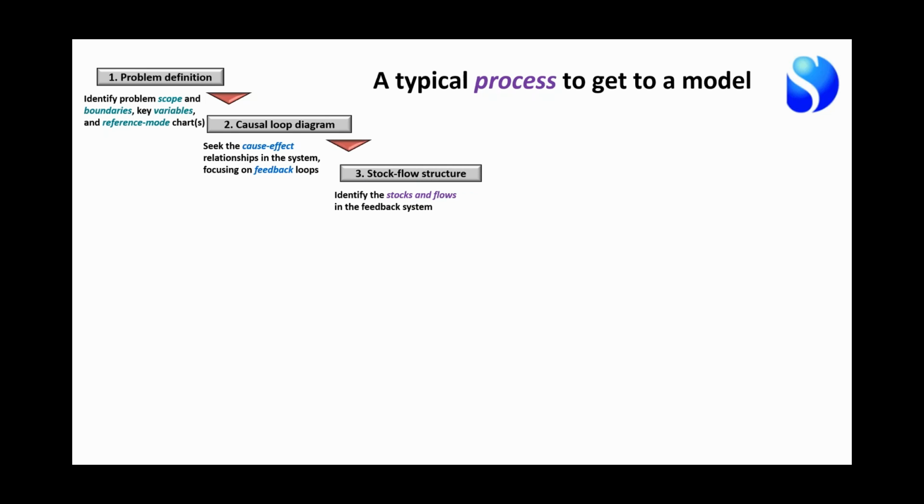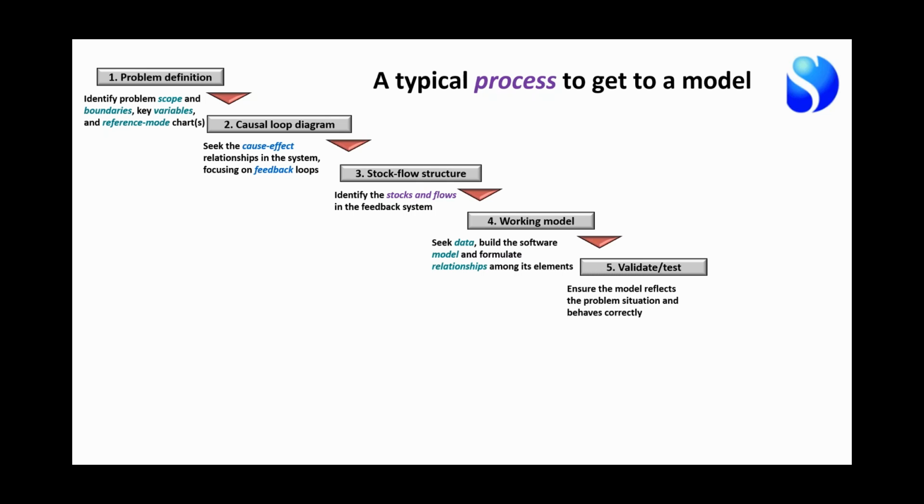We then need some clever people to help figure out what the stocks and flows are in that causal loop diagram, so that we can throw the model over the wall to even more clever people who can turn that into a working numerical model. To do that, they've got to look for a lot of data, build the software model, and formulate all the relationships among the elements in the model. Then we have to validate and test the model, ensuring that it reflects the problem situation correctly and behaves right. When we've done all that, we've got a useful model that we can use to explore scenarios, test policy options, and all the other good things that we want to do with models.